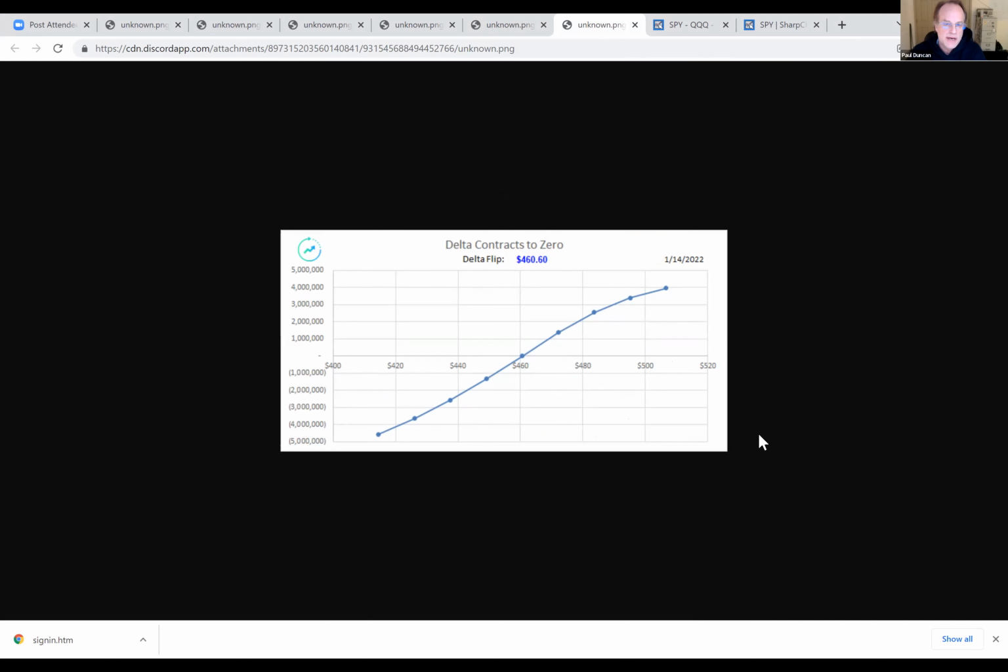Right. My only commentary. There are usually two of these charts. One of them is, as you see, the delta. The other one is a gamma. And we think these are very, very key levels.